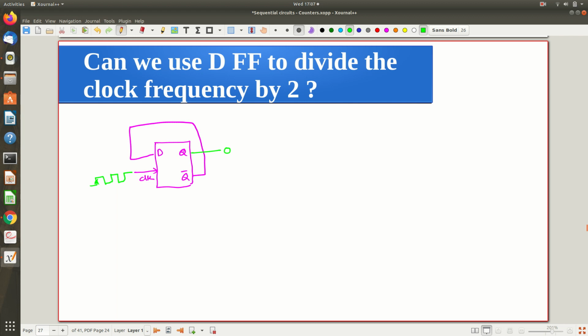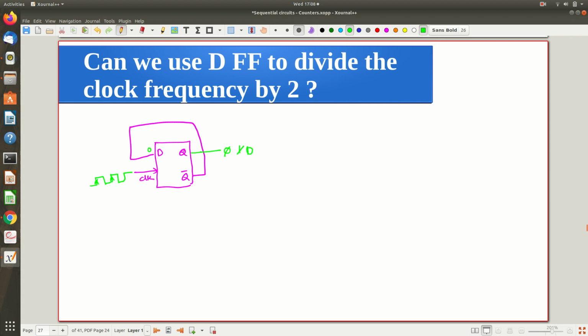So as Q is 0, see what is your Q bar? Q bar is 1, and that one is coming here, right? Now during this triggering positive edge of the clock, this 1 will come as Q. So this 0 will change to 1, right? Now what will happen? So Q is 1, so that Q bar is 0, right? That 0 is now waiting here. So whenever it is reaching the next positive edge of the clock, this 0 will come as output, so that this 1 will change to 0.